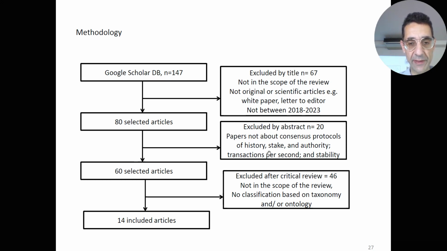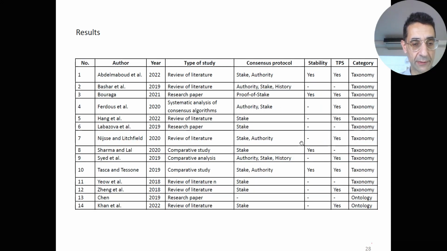basically for more or less the same reasons. The papers were not discussing the consensus protocols that we were interested in, or they were not discussing all three consensus protocols that we are interested in, or any other parts of our literature review focus, such as TPS and stability. That brought us down to 60 selected articles, of which we excluded 46 for not being part of the scope of this review, or because they did not discuss taxonomy and ontology as classification techniques for the classification of blockchain components. And that left us with 14 articles.